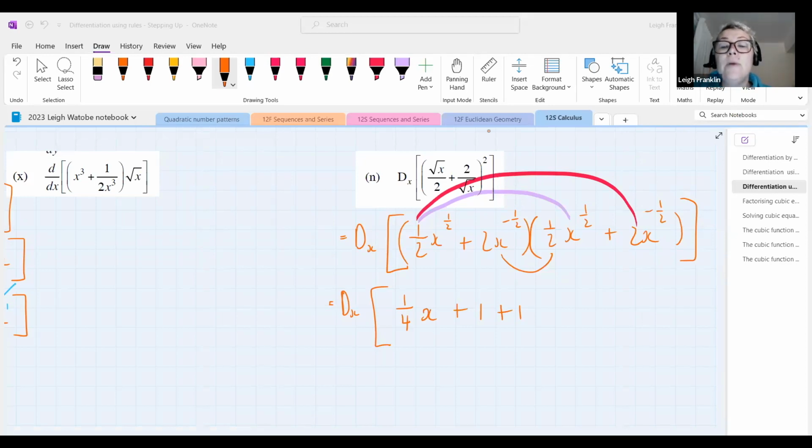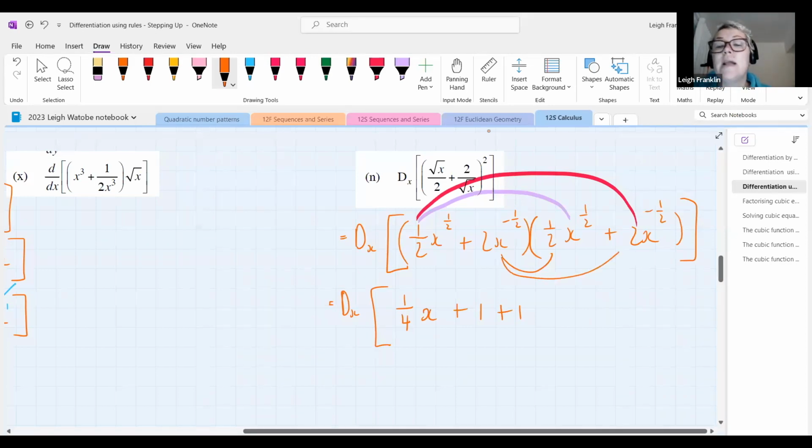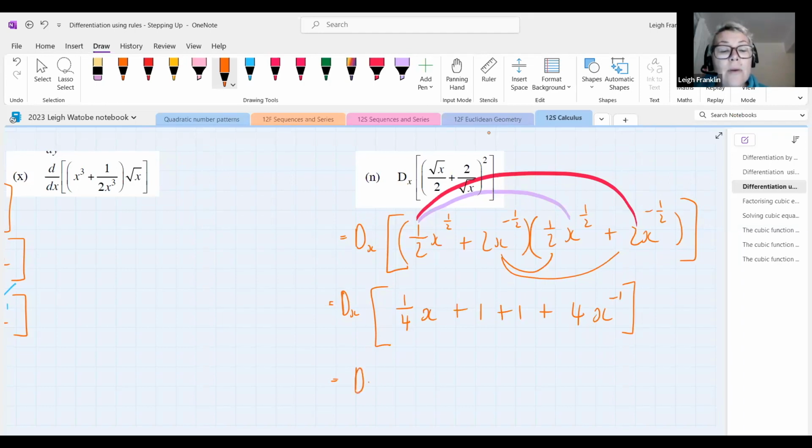Okay, and then when I do last times last like that, I'm going to end up with plus 4x to the power of negative half minus another half. That would leave me with negative 1. So now when I collect my like terms together, I'm going to have 1 over 4x plus 2 plus 4x to the power of negative 1.